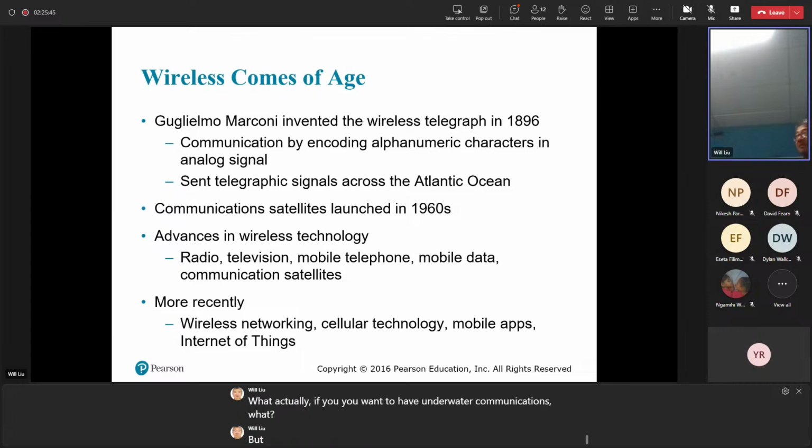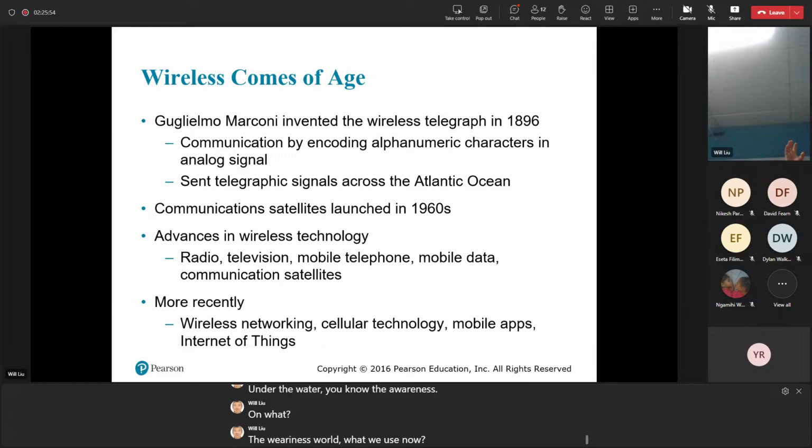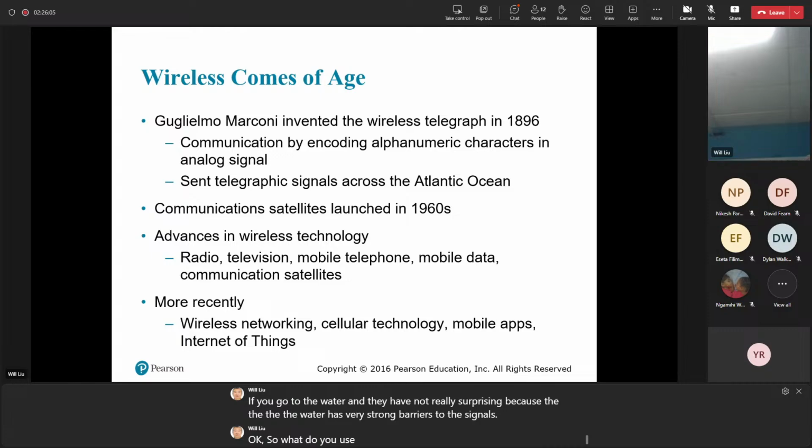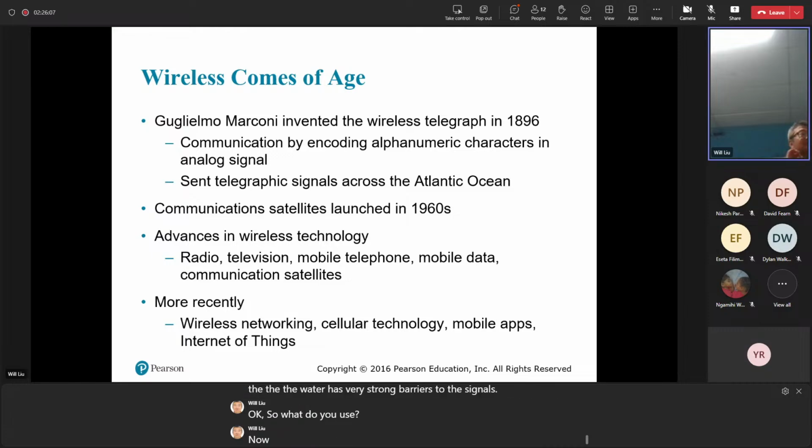What I mean is under the water, because the wireless doesn't work. The wireless, what do we use now here? Doesn't work. If you go to the water, they cannot really spread because the water has very strong barriers to the signals. Okay, so what they use, do you know? Now the communications underwater, what do they use? They're using sonar.